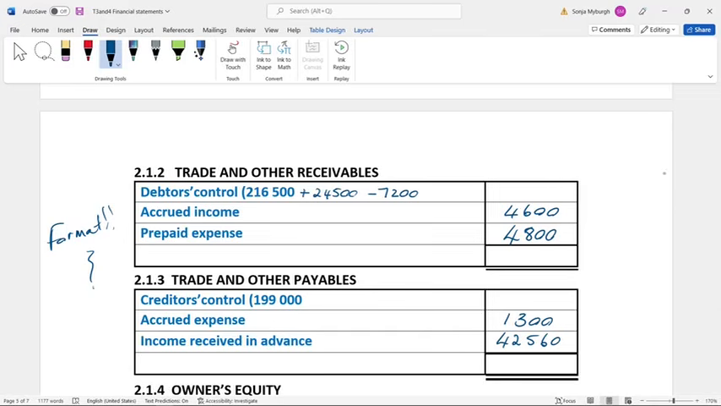Debtors control, we calculate that line total and we calculate this subtotal, 243,200. Trade and other receivables, only the 199,000. We add, we get this total 242,860.